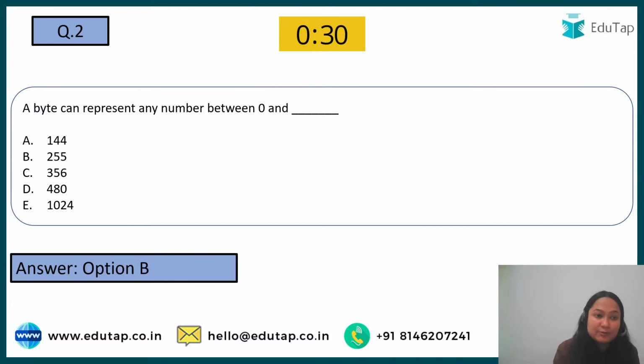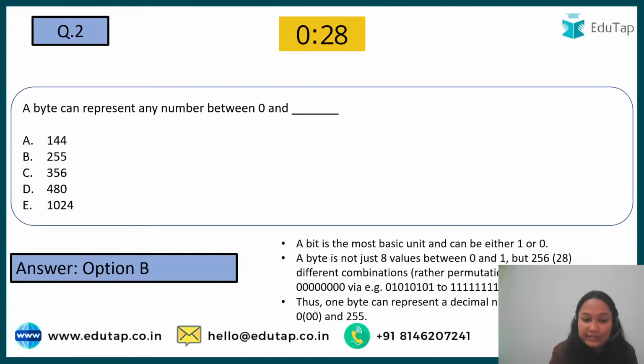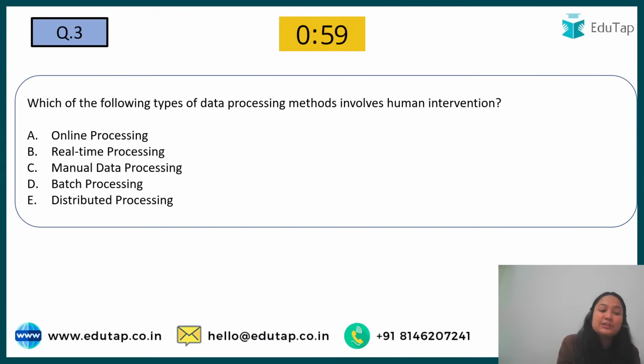Moving toward the next question. Here you can see each bit is 0 or 1. When we are talking about a byte, it will have 8 bits. When we use permutation and combination, we come to know that 256 numbers can be represented, starting from 0 to 255. Okay, the next question is, which of the following types of data processing methods involves human intervention?